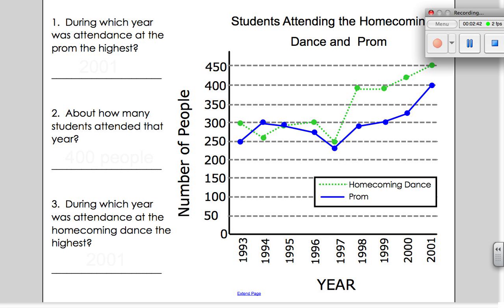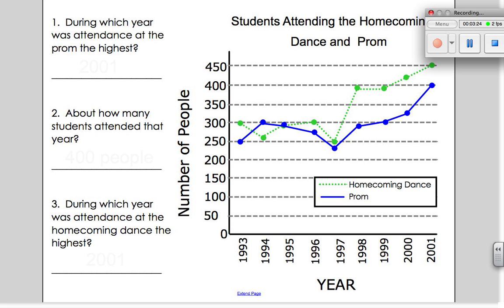This graph tells us the number of students attending the homecoming dance and prom. This line graph is a little more challenging because you can see they have graphed 2 different groups of data on the same line graph. They have labeled that for us to show that the dotted green line shows us how many students were at the homecoming dance, and the solid blue line shows us how many students attended the prom. On the y-axis, we can see the number of people are labeled, and on the x-axis, it tells us the years.